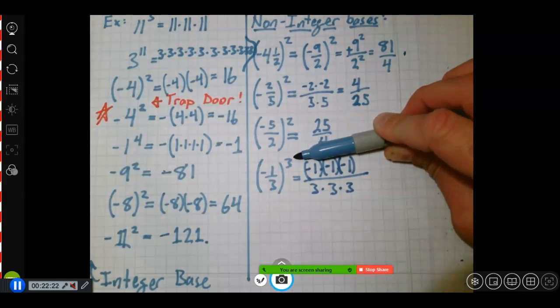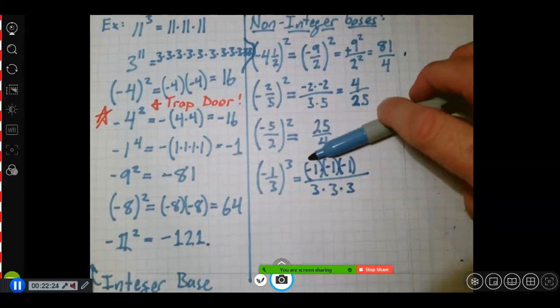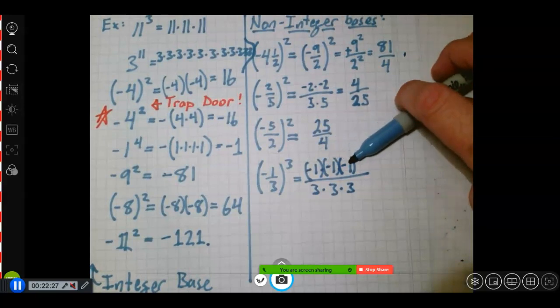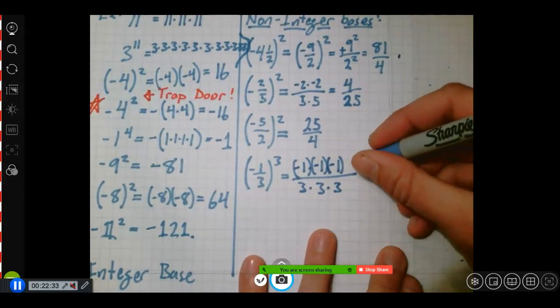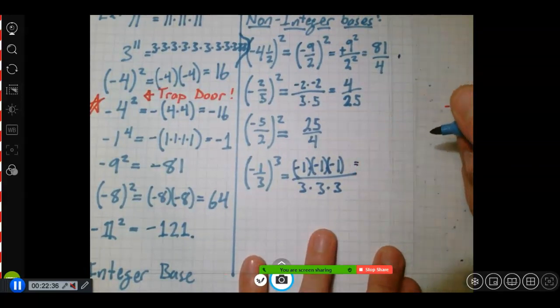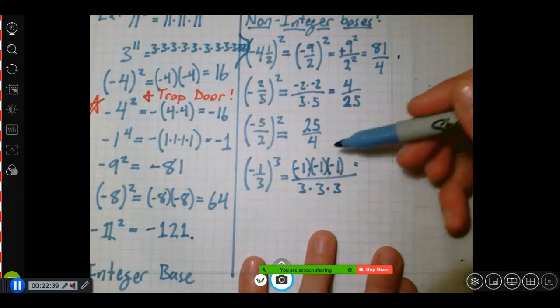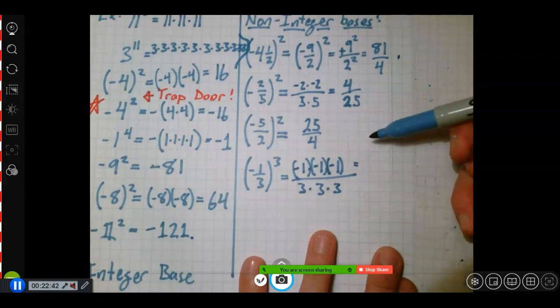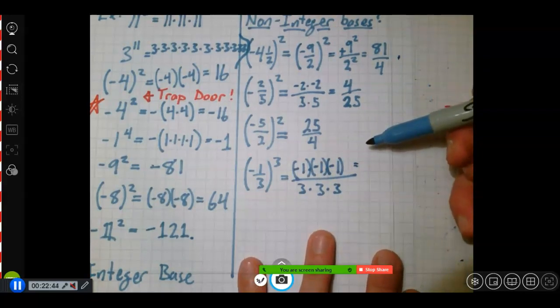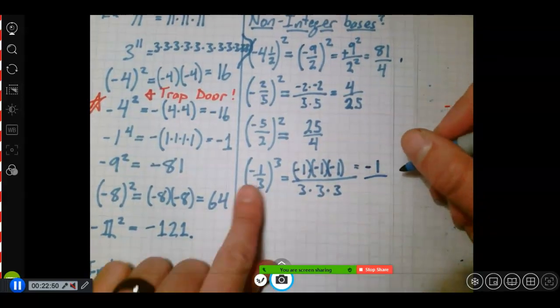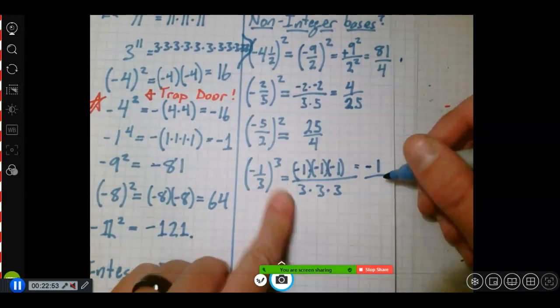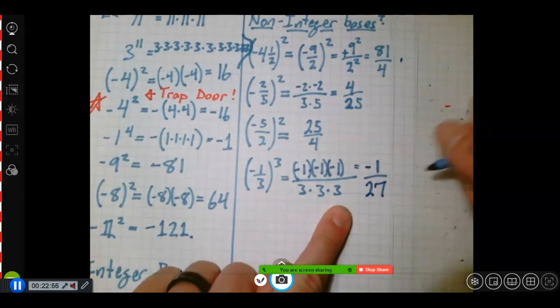Here's the dangerous part. What's a negative times a negative times a negative? Adam? Adam, you're muted. Sorry, you had your hand up, right? What's a negative times a negative times a negative? Or maybe you didn't have your hand up. I'm not sure. Yeah, when there are 3, it's negative. So this is going to stay negative. And 3 times 3 times 3 is actually 27. Here's the trick.